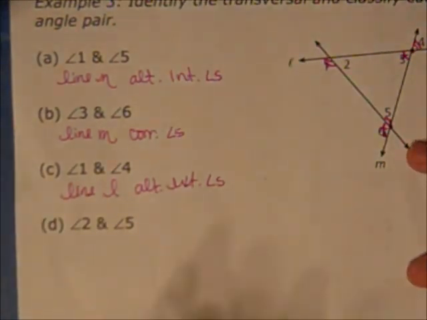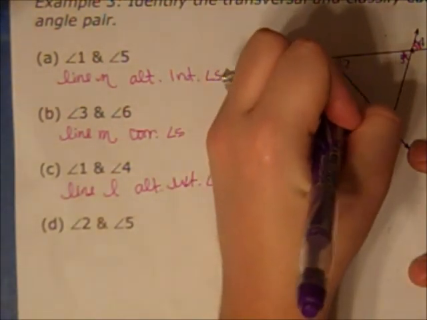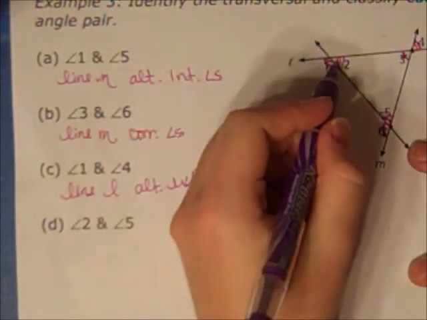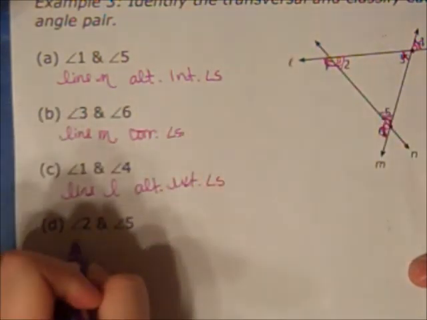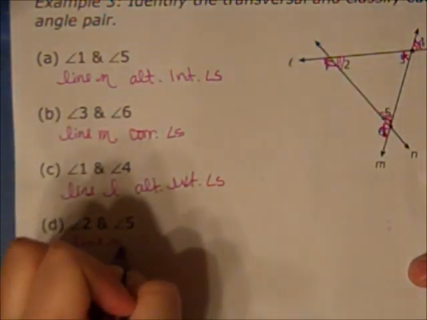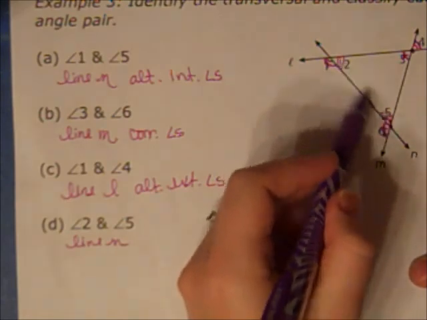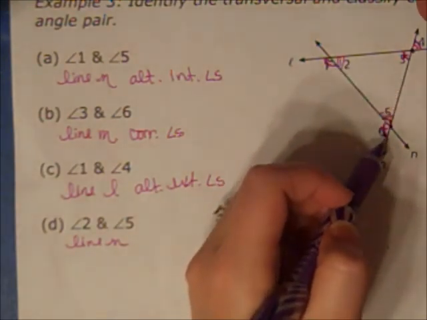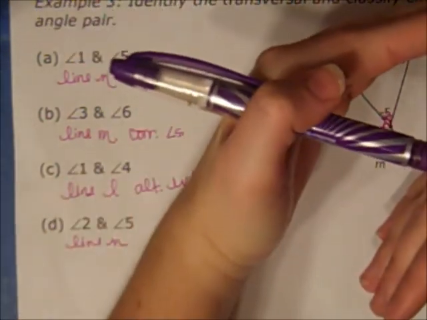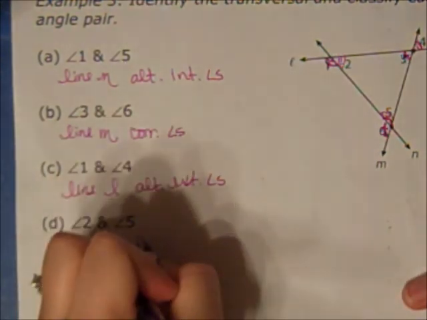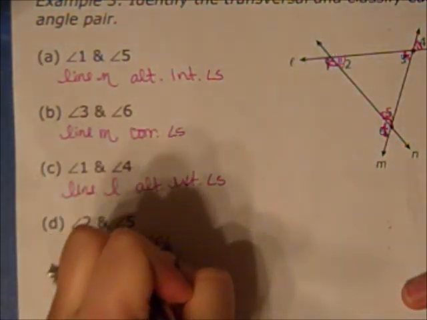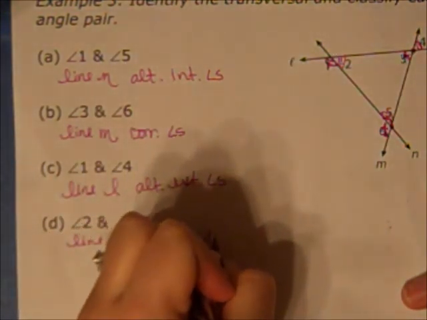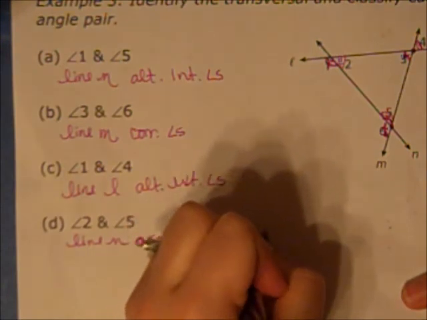2 and 5. 2 and 5 are both touching line N. They're on the same side of the transversal. Both are on the right side, and they're between the other two lines. So that would be same side interior angles.